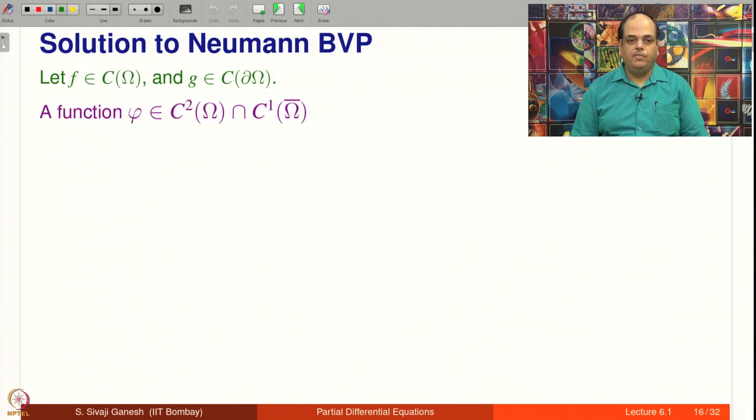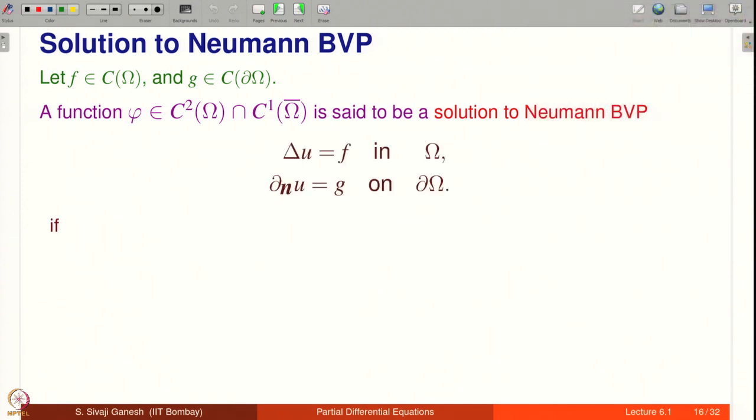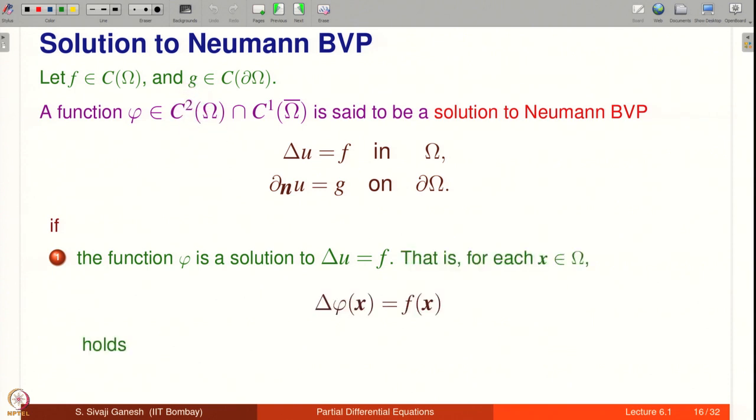What is the meaning of a solution to the Neumann boundary value problem? Assume that f is continuous on omega and g is continuous on boundary of omega. A function phi which is C2 of omega intersection C1 of omega bar is said to be a solution to Neumann boundary value problem if the function phi is a solution to Laplacian u equal to f. That is why we are going to assume phi is C2 of omega. Because of this, Laplacian phi at every point x in omega should be equal to f of x.